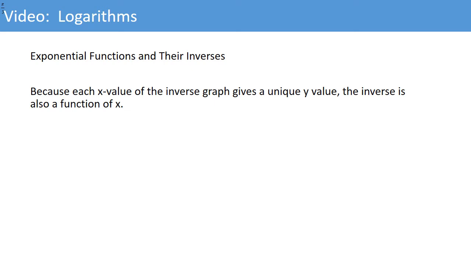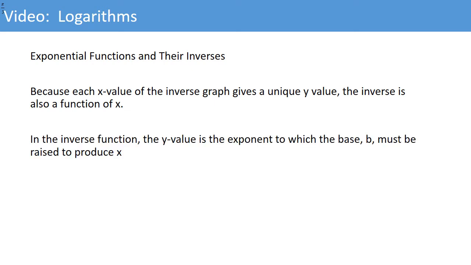Because each value of the inverse graph gives a unique y value, the inverse is also a function of x. In the inverse function, the y value is the exponent to which the base b must be raised to produce x. We would get x equals b to the exponent y.